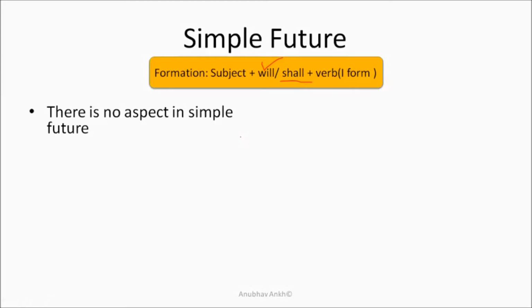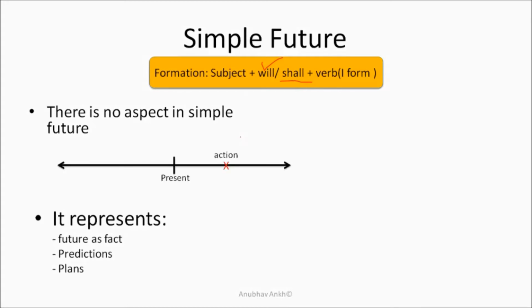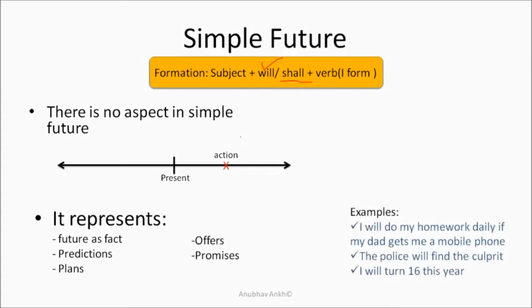There is no aspect in the simple future, obviously, because it is an indefinite tense. It represents future as a fact, it represents predictions, it represents plans, okay, but all of these are set in the future. Clear? It also represents offers, promises. Okay, so how does it do that? How do we express these things through simple future tense? Let's see examples. I will do my homework daily if my dad gets me a mobile phone. That is an offer, that is a promise. It comes in both offer and promise. Clear? I will do my homework daily if my dad gets me a phone. You have put a condition, but the action is going to happen in the future.